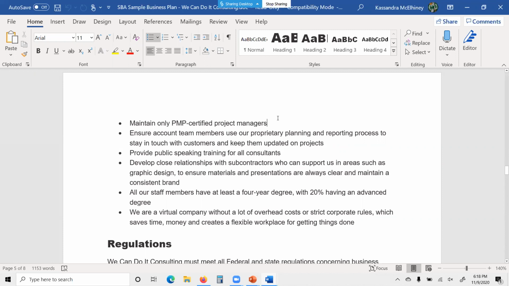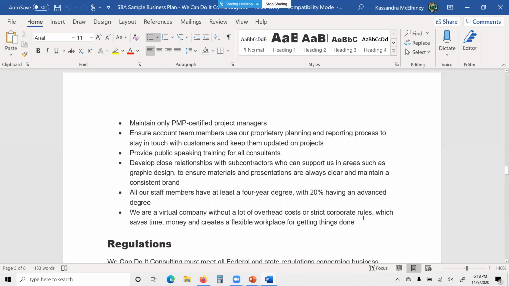Product managers are certified. They ensure that the team members use a specific reporting process. Some of the things that are offered are public speaking training for the company's consultants. They vow to develop close relationships with their subcontractors. And staff members must be properly educated. The goal there is 20% having master's degrees or above.